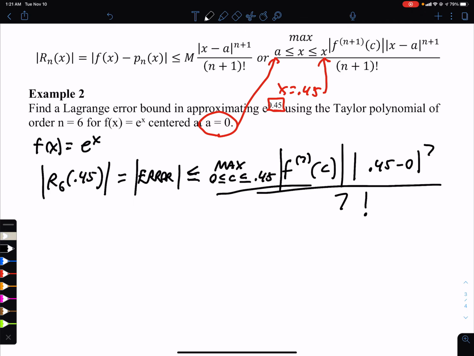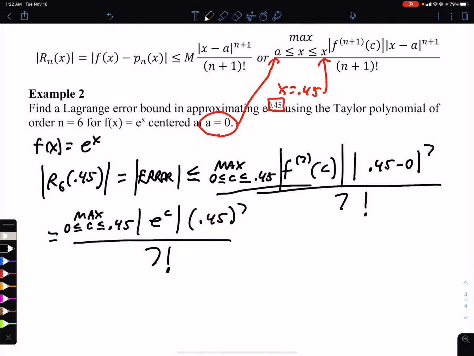which is less than or equal to the 7th derivative. Actually, let's do an equals here because we're just going to find the 7th derivative, which is equal to e to the x. I am my own grandpa. That's going to happen over and over. So we still have c between 0 and 0.45. Our 7th derivative is e to the x, but it's e to the c because we're evaluating for all c's between those 2 points. This will be 0.45 to the 7th all over 7 factorial.